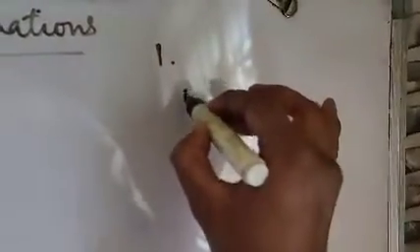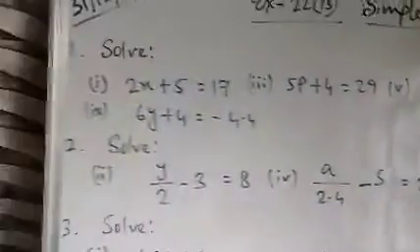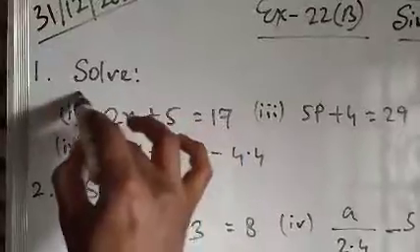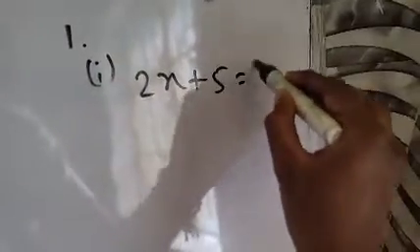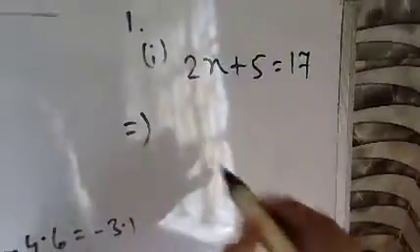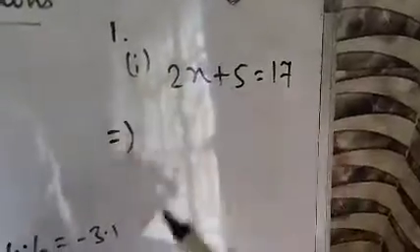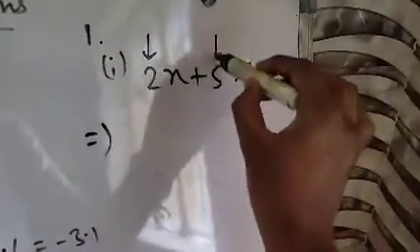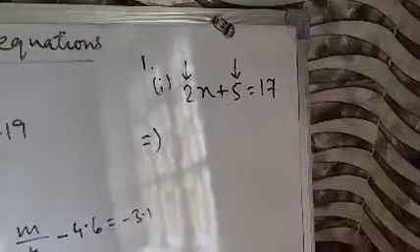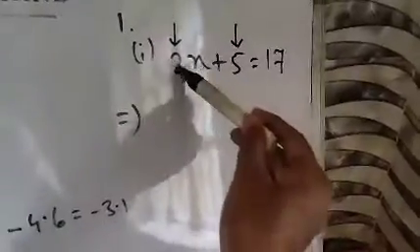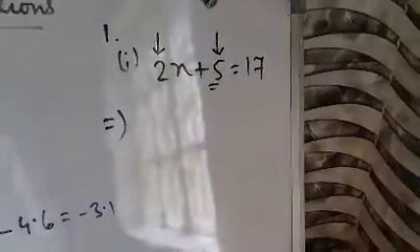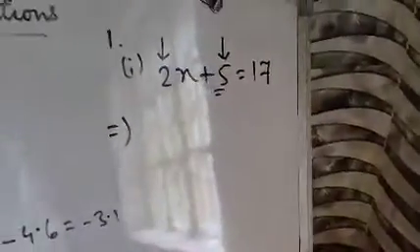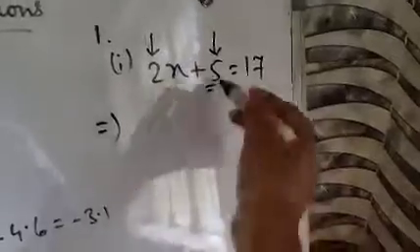So question number 1, it says 2x plus 5 equal to 17. We have to solve. That means we have to find the value of x here, the variable. The given equation is 2x plus 5 equal to 17. Therefore, if you want to find the value of x, we have to eliminate this 2 and this 5 first. So first we will eliminate this 5 by transferring it to the right hand side. That means we have to change the side of this constant.